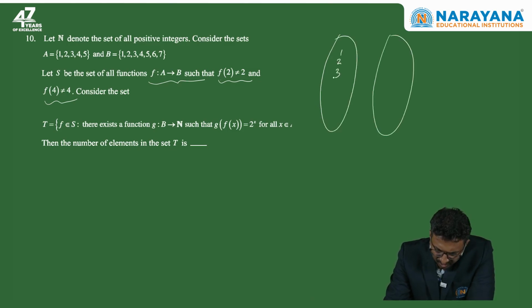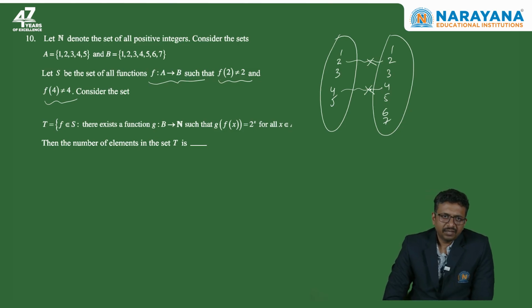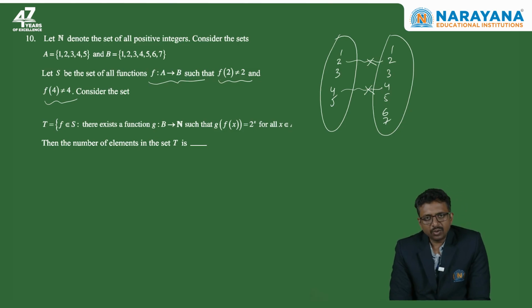So 1, 2, 3, 4, 5, and 1, 2, 3, 4, 5, 6, 7. So 1 cannot go to 1, 2 cannot go to 2 and 4 cannot go to 4. These are the two conditions that are given. So all the functions where these two conditions are not valid go into S.